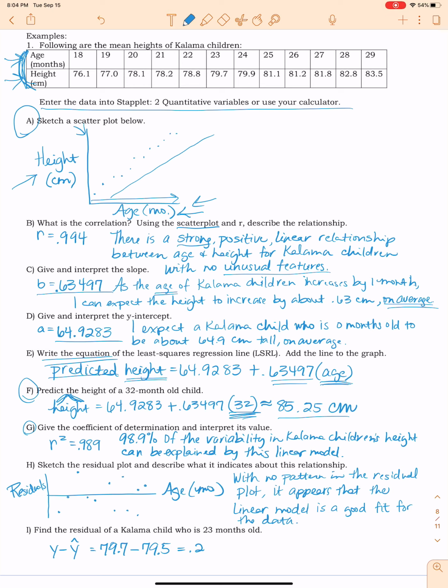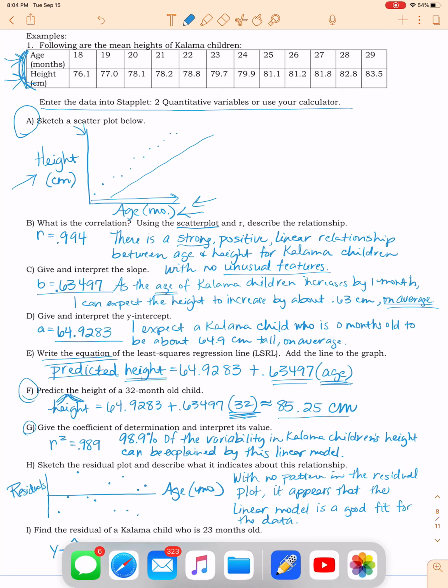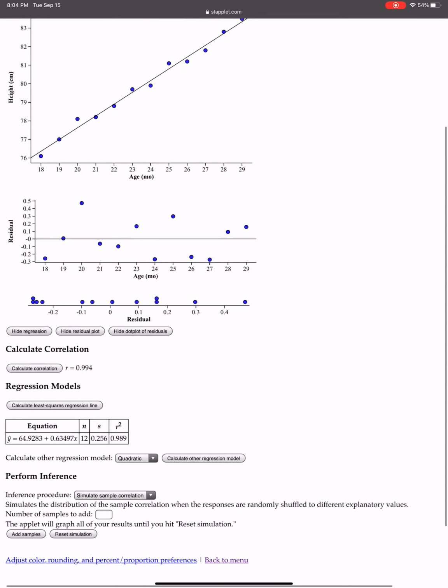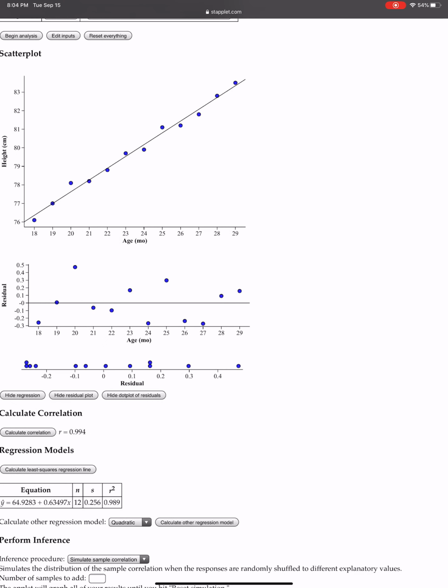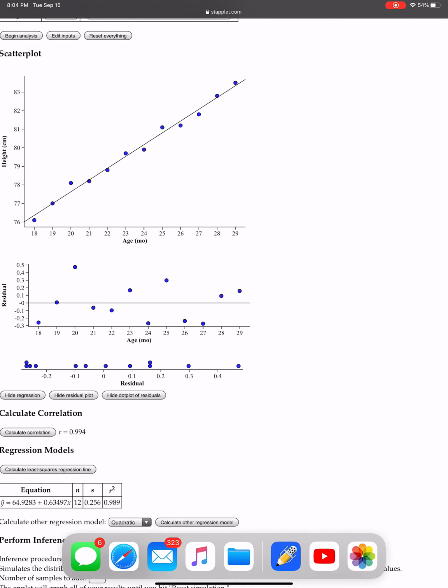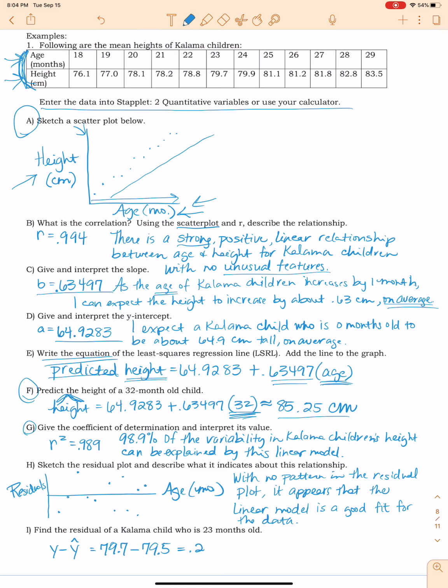Okay, part H, we are sketching the residual plot and describing what it indicates about the relationship. So in the scatter plot, I'm going to go back to Staplet. In the scatter plot, you want to see something very linear, like you do. But in the residual plot, you want to see a nice scattering of points. You don't want to see a mathematical pattern. No parabola type patterns, no linear type patterns. So the residual graph here, I have just drawn by hand.